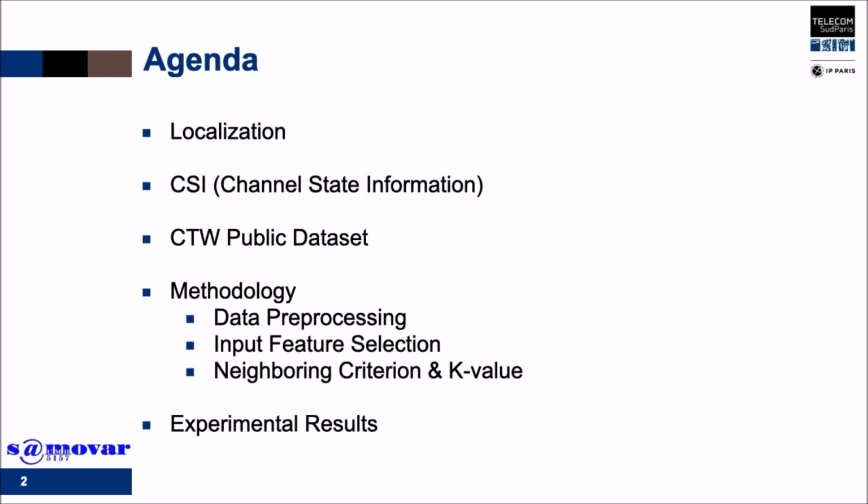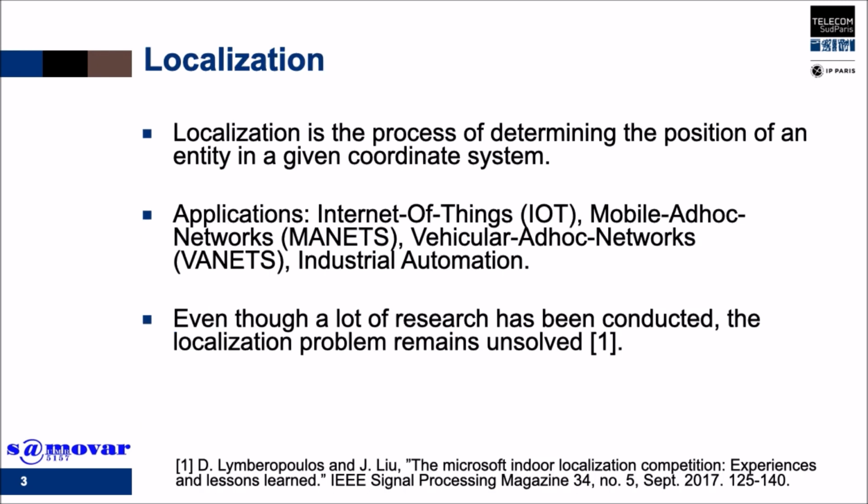After that, we introduce the methodology, including mainly 3 steps: data preprocessing, input feature selection, and neighboring criterion and k-value selection. Finally, we compare our results with state-of-the-art solutions applied to the same dataset. Let's start by defining localization.